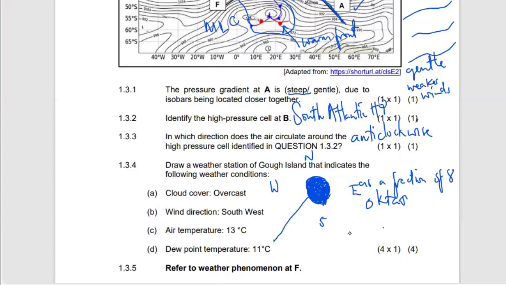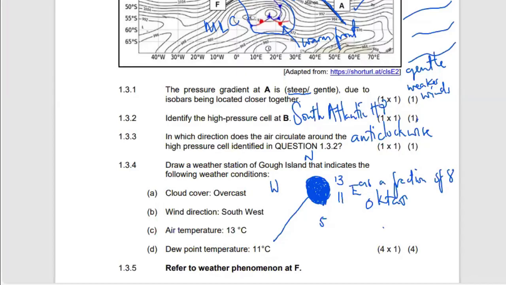That is how we determine wind direction. We point it by that arm stretching from the circle to the given direction. Then we have air temperature and we have dew point temperature. Our temperature values are presented by the side of the circle with the maximum or air temperature on top, which is 13. And we have our minimum temperature, which is 11.